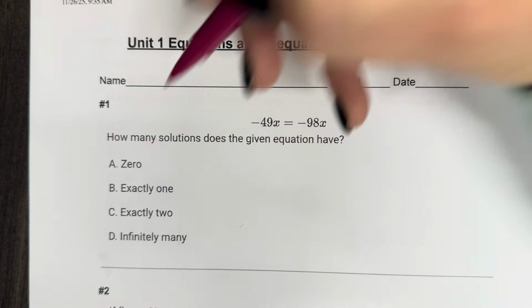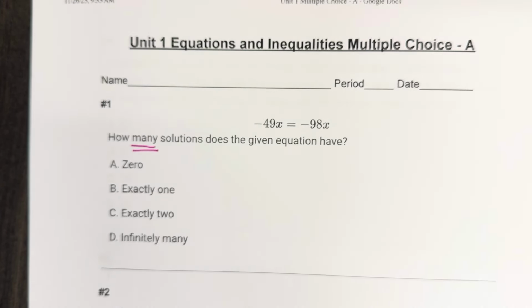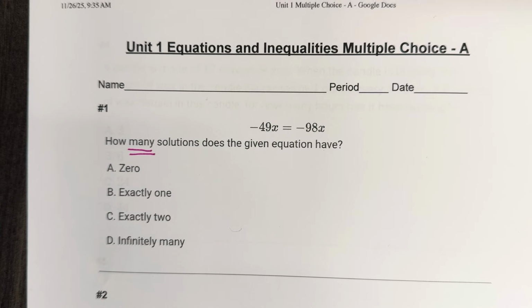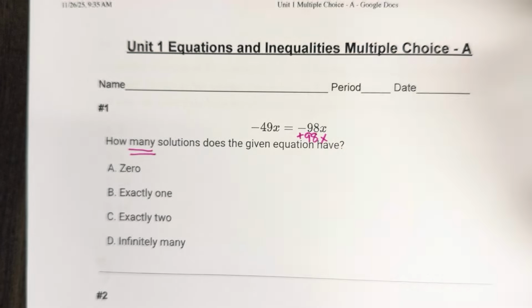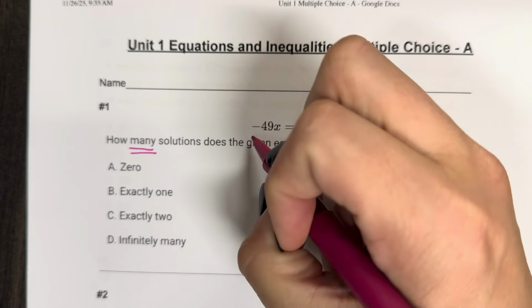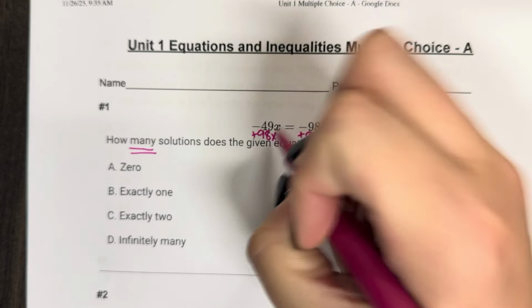So number 1 is asking us how many solutions, right? So it's not asking us what is the solution, it's saying how many solutions does it have. So we're going to want to solve this equation. That's one approach you can take, right? We'll undo. There's variables on both sides of the equal sign. If they're on opposite sides, we get them together with the opposite sign.